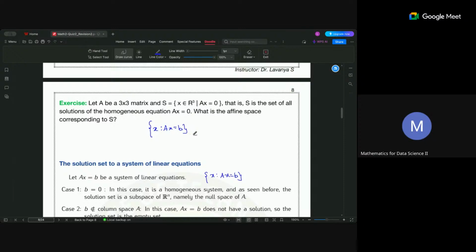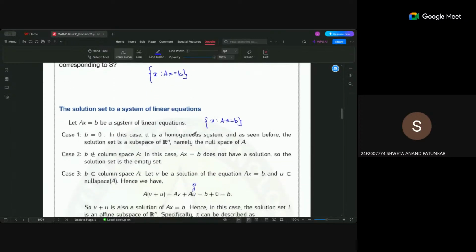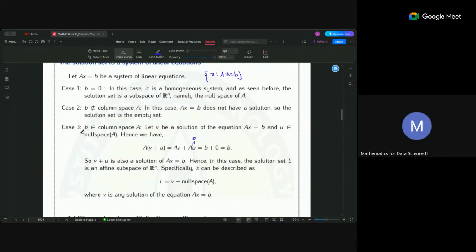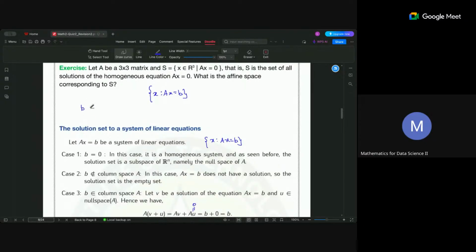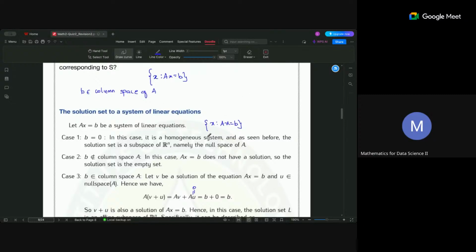Clear? Excuse me, ma'am, could you please repeat it once again? Here, let us take your B to be any element in your column space of A. Then you know that there exists a solution for this. That means this set is non-empty, right? So in that case, let us take an element V in this set. Then what do we know? We know that V plus U is also an element of this set. Yes or no?